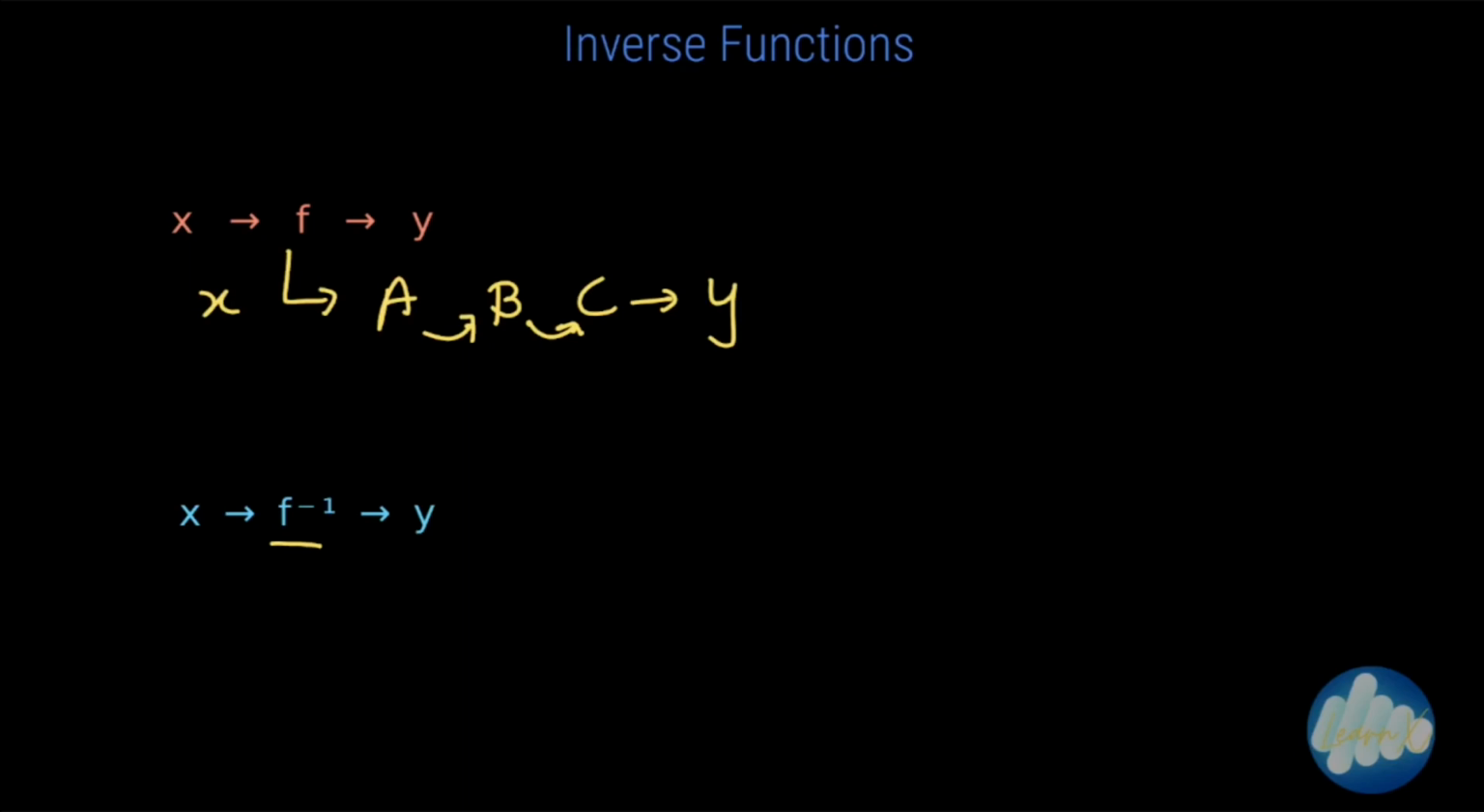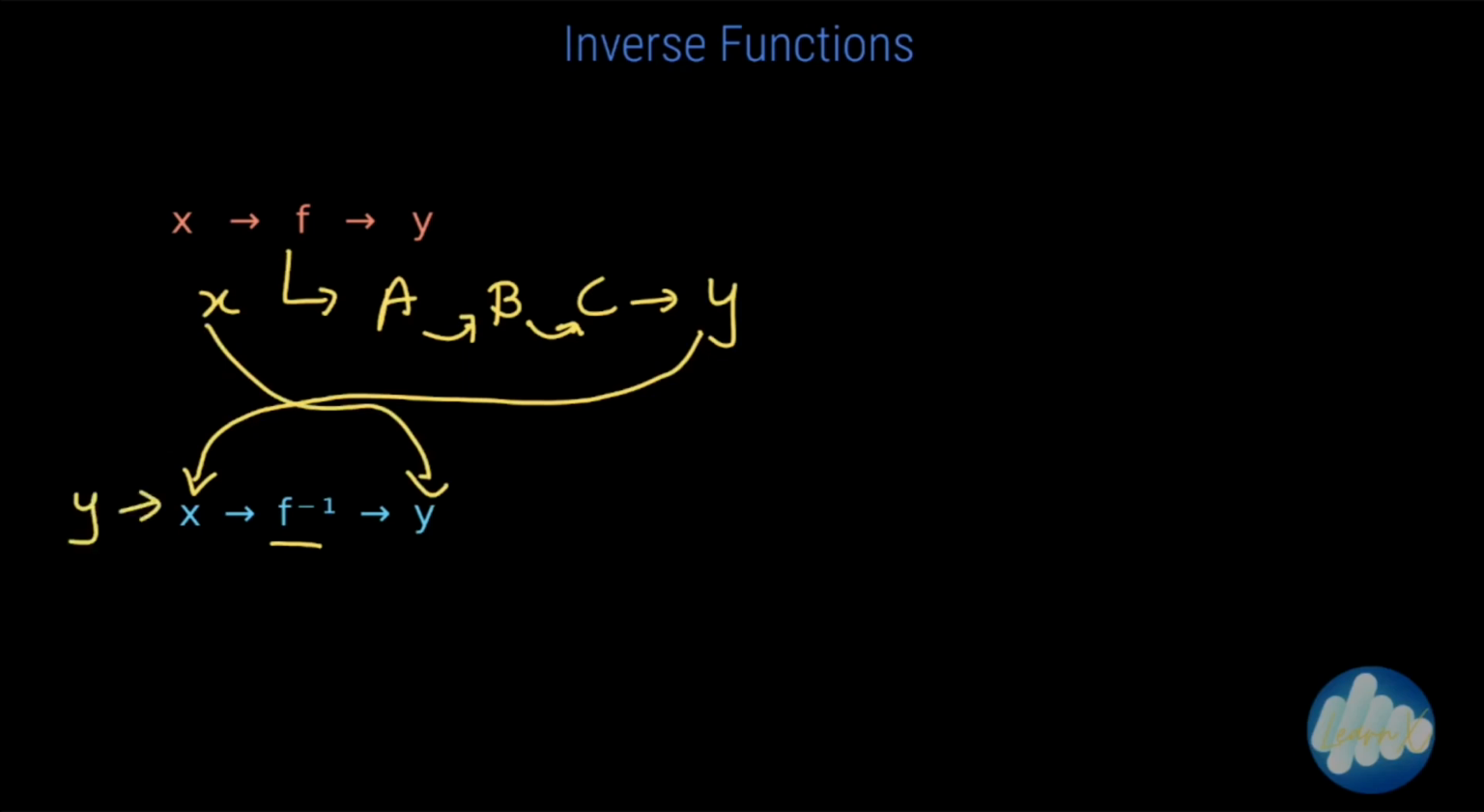Now what this does is basically, if you have y, the output of the function, since it undoes everything, it undoes c, b, and a, and then gives you back your input. And you can see why we call it the inverse, right? You can restore your input. Okay, so how does it do this?